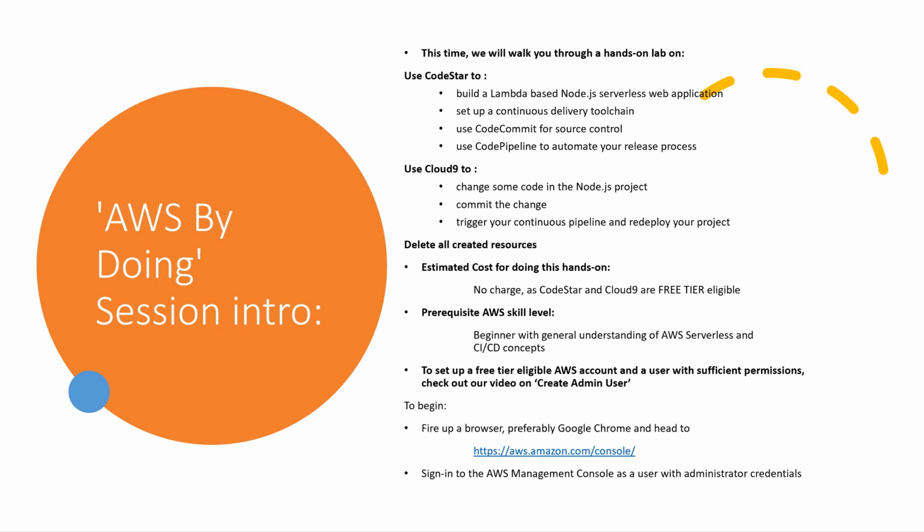This time, we will walk you through a hands-on lab on how to use CodeStar to build a Lambda-based Node.js serverless web application, set up a continuous delivery toolchain, use CodeCommit for source control, use CodePipeline to automate your release process, use Cloud9 to change some code in the Node.js project, commit the change, trigger your continuous pipeline and redeploy your project, and then delete all created resources.